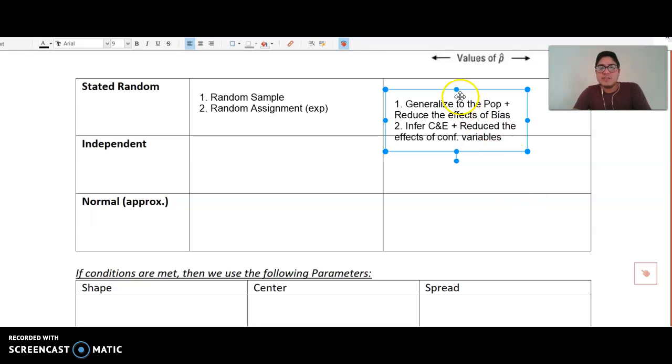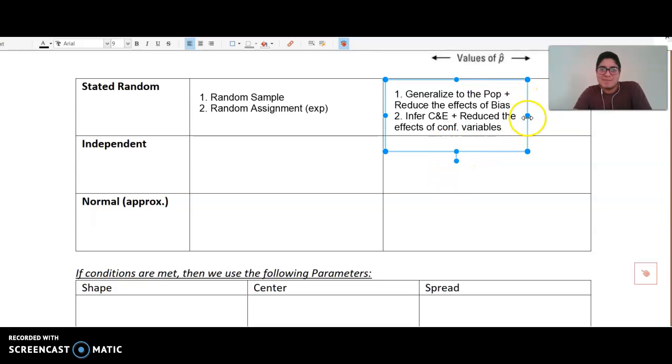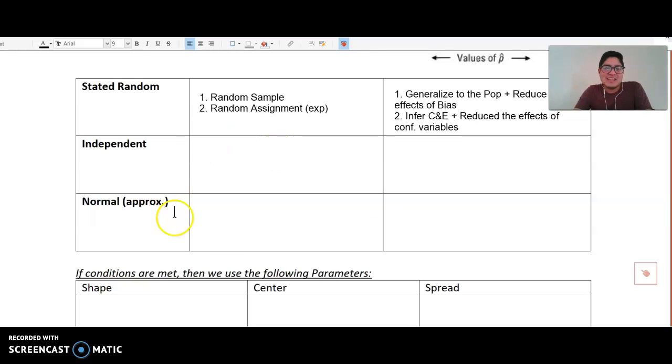Sorry, kiddos. I hope you can all fit that in the same box. I'm kind of cheating because I get to type, and you all know that stats is a lot of writing, but oh well. Okay, so that's our first condition: it must be stated random, whether it's a random sample or a random assignment.